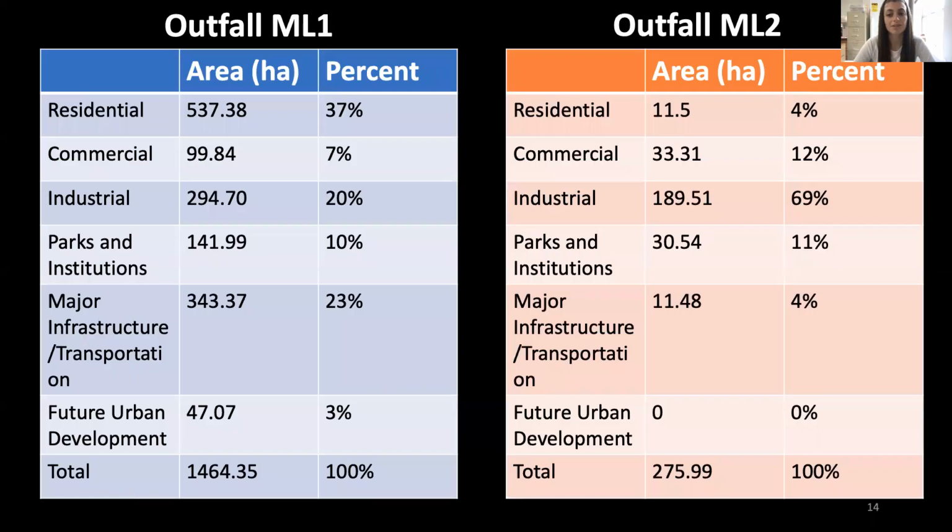And so these 2 tables here compare the makeup of our 2 outfalls. As represented here, the catchment area for ML1 is approximately 1,500 hectares, comprising residential, major infrastructure and transportation, industrial, parks and institutions, commercial, and future urban development land uses, as noted in our table over here. So this is a very mixed area, and so the sources of contamination would probably also be mixed, with things from roads, neighborhoods, parks, which could mean dogs, will also be mixed. However, ML2 tells a slightly different story, as this is mostly comprised of industrial area.